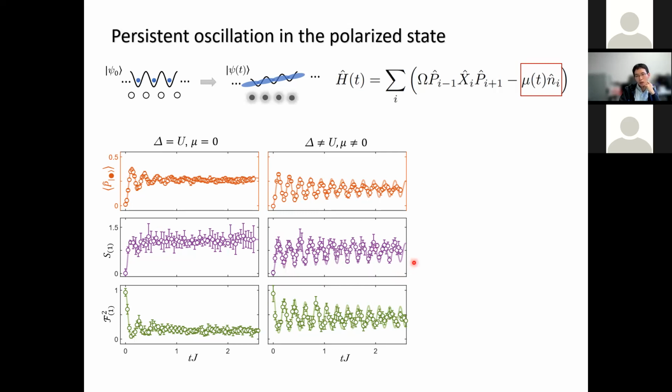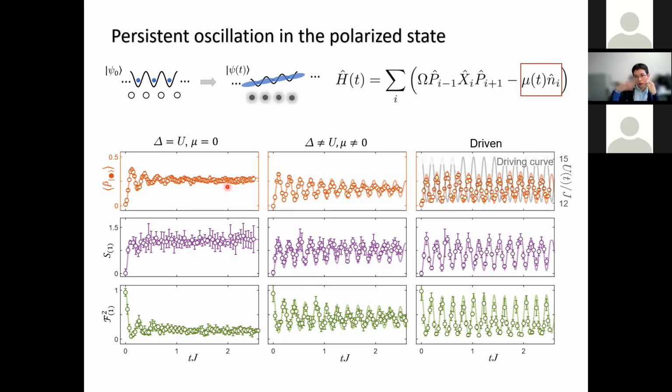And also, if you look at this fidelity, it indicates that it's going to the initial state. So that means we have something that looks like a scar. And also we can drive the system and enhance these oscillations dramatically. So what is happening?